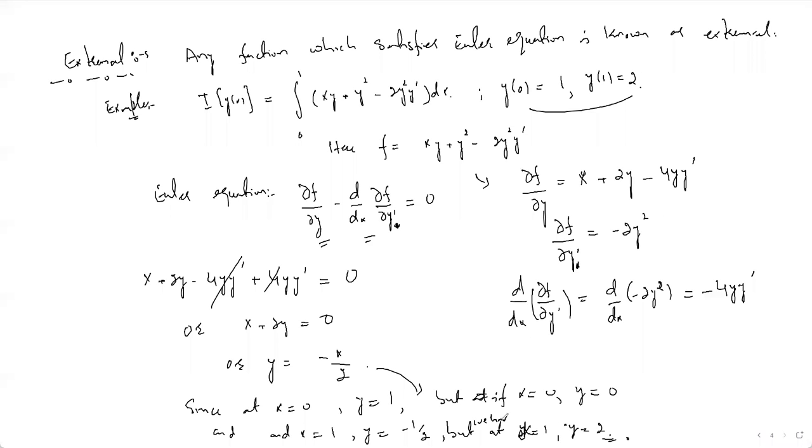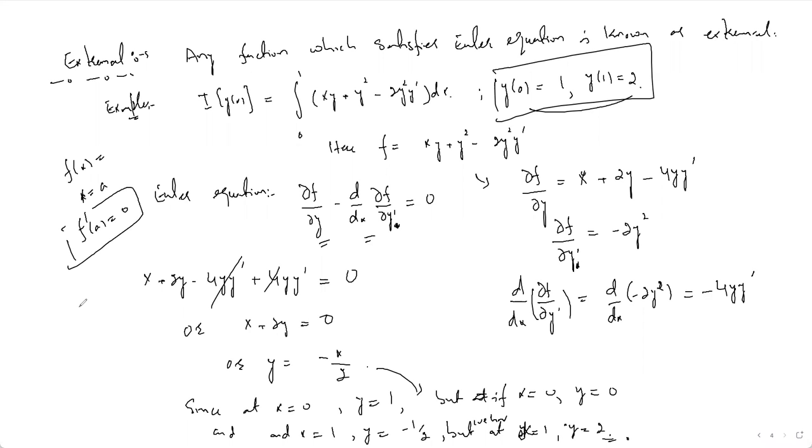So the extremal, meaning this particular function, since it does not satisfy the boundary conditions which we have here, it should have satisfied these. Since it does not satisfy these boundary conditions, we conclude that there is no extremal, that is, no function which will satisfy the Euler equation. What I mean by the Euler equation is that it should have a stationary value. That means if I have some function f of x, then at x equal to a, f prime of a should be equal to 0. That is what I mean by the stationary value.